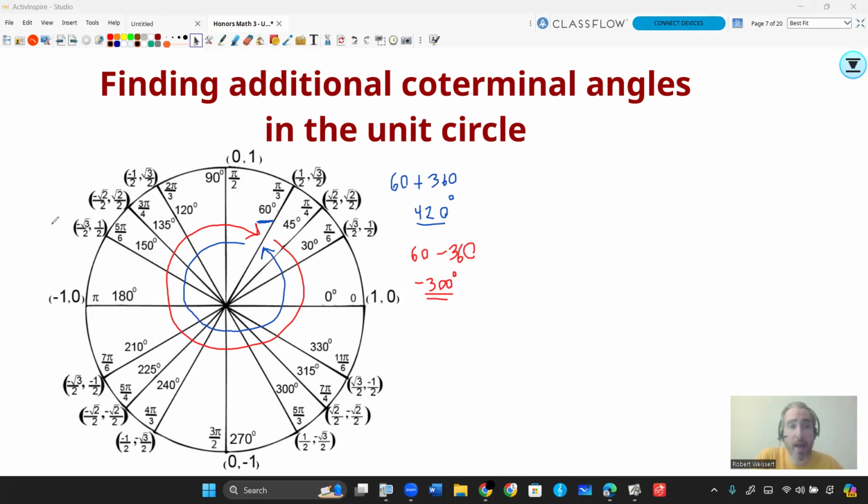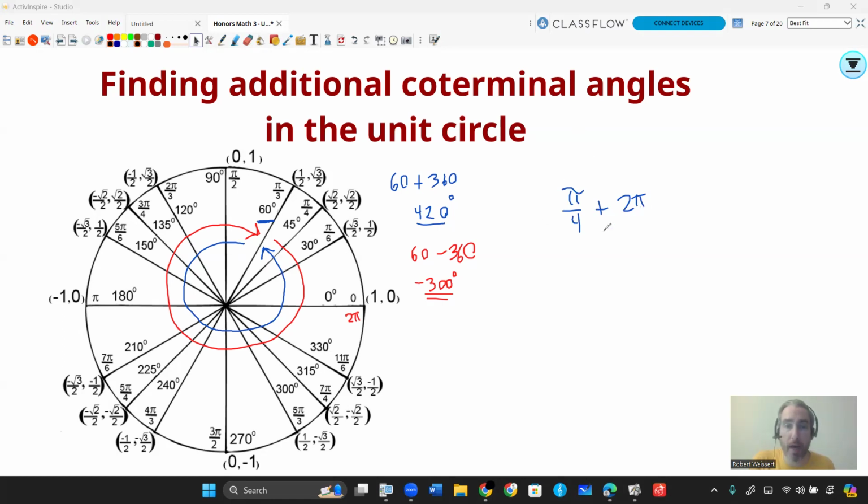Now, if you're dealing with pi, you can do the same thing, but instead of adding or subtracting 360, you've got to remember that this is going to be 2 pi radians. So 360 is 2 pi radians. So instead of doing 360 degrees, let's say I have pi over 4, and I wanted to go in the positive direction again, I would add 2 pi. And I'd have to convert that.